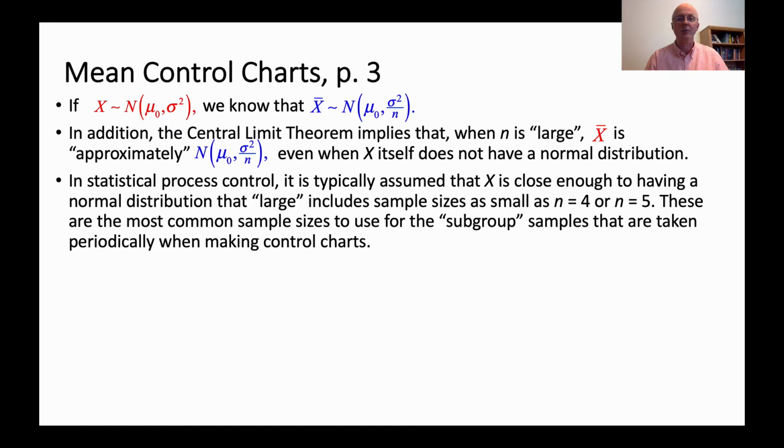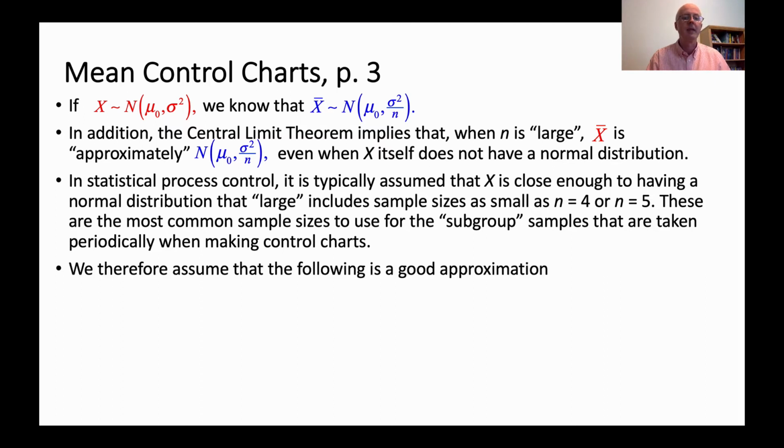Pretend in a manufacturing process, maybe you make these charts once an hour, say, based on samples of size 4 or 5. We therefore assume the following probability statement is a good approximation. The probability that x bar, the sample mean, is within 3 x bar standard deviations from mu0 is about 0.997.